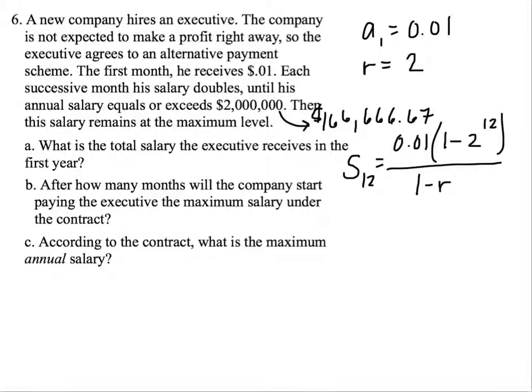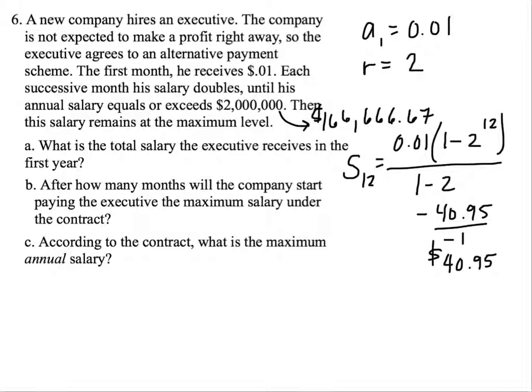Okay? When I calculate that, 2 to the 12th power is 4,096. So negative 4,095 times 1 penny is going to be negative 40.95. And we're dividing by negative 1, so $40.95.